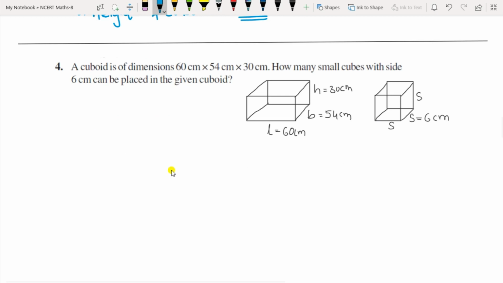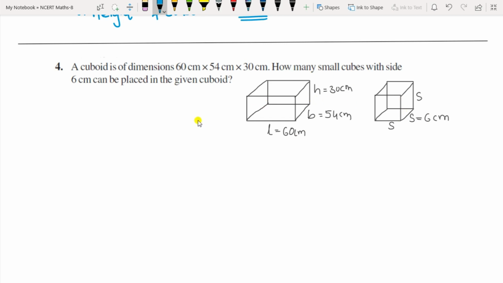Then this one, a cuboid of dimension 60, 54 and 30. How many small cubes with size 6 can be placed in this cuboid? So these cubes should be placed in this cuboid. How many such cubes can be placed? You have to find it.